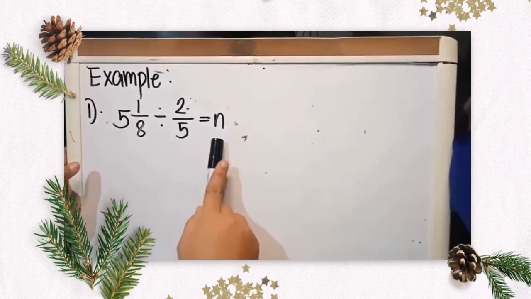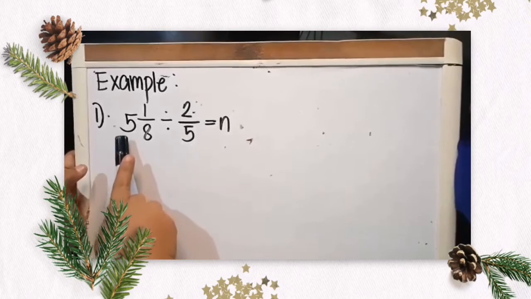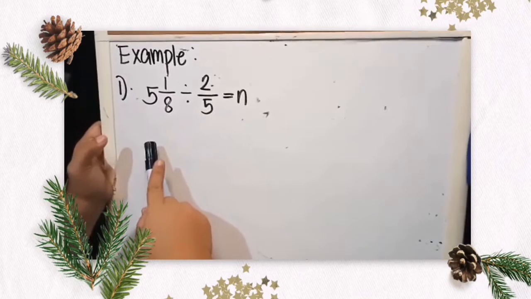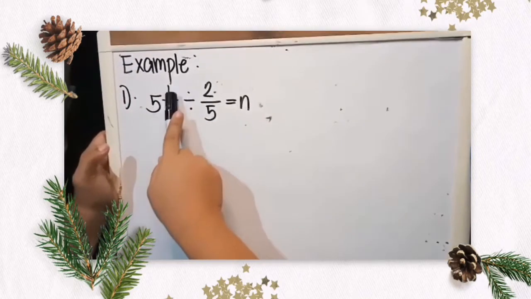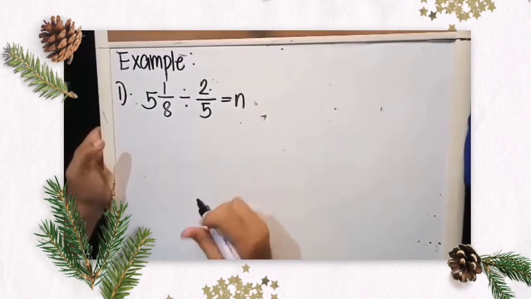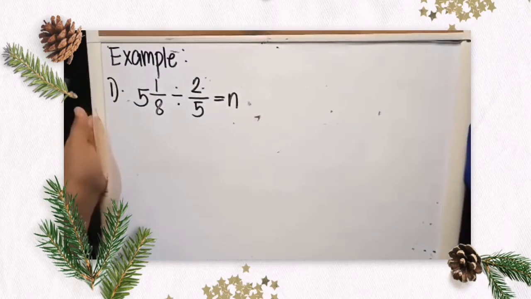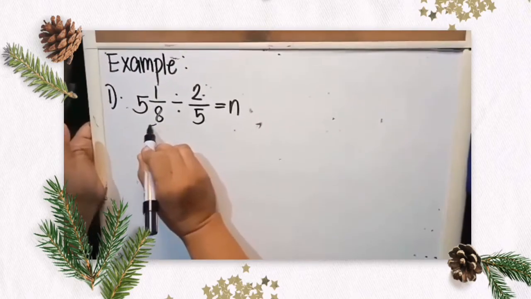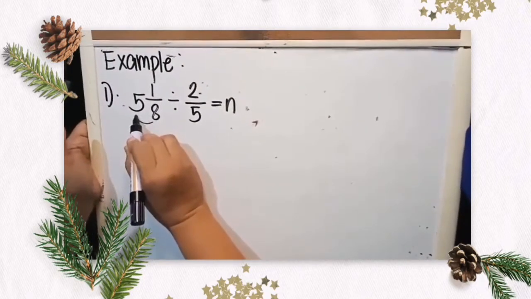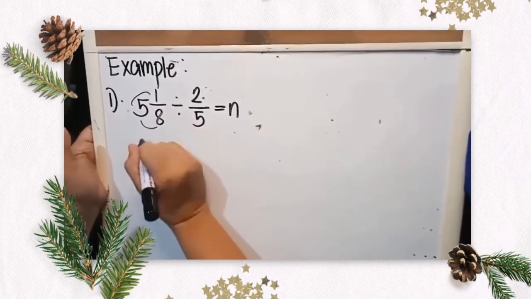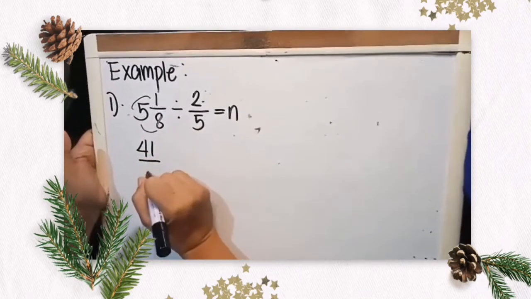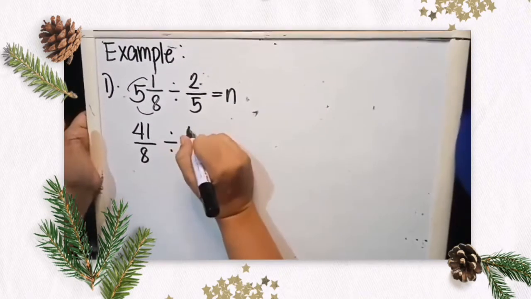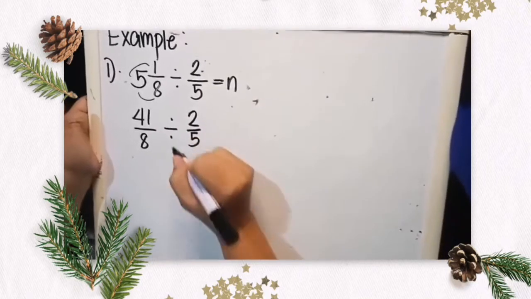Muna atong missing. First, change the mixed number to improper fraction. So, 5 and 1 over 8, i-change sa nato siya into improper fraction. Saon man? 8 times 5, that's 40. Plus 1, that's 41 over 8. So, mahimo na ng 41 over 8 divided by 2 over 5.